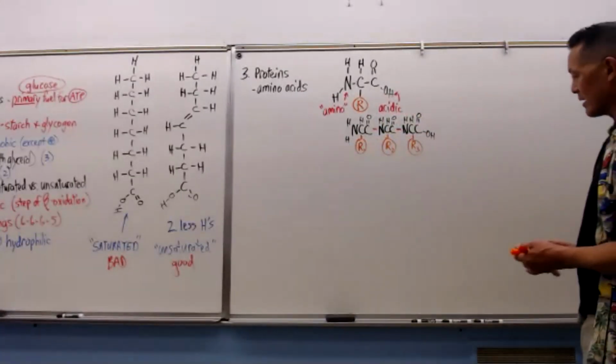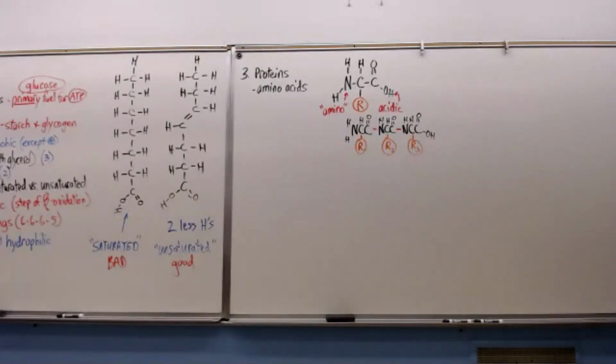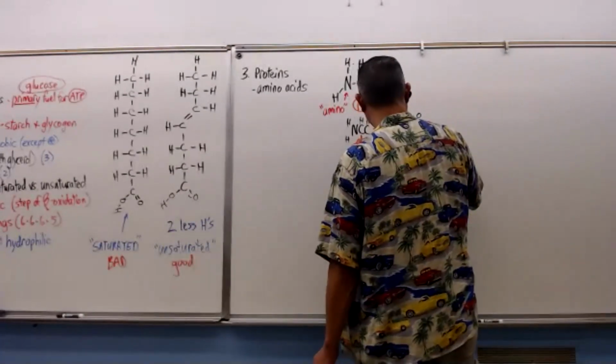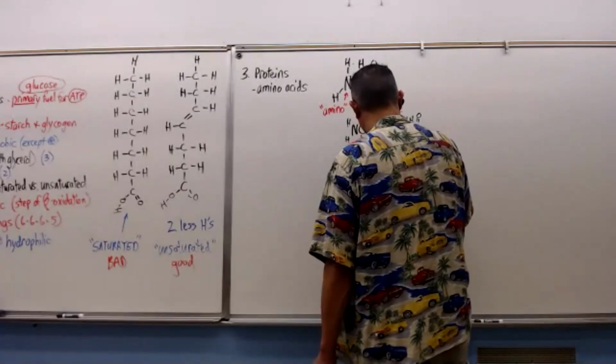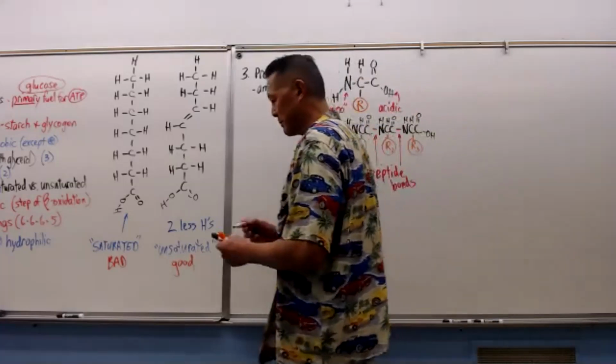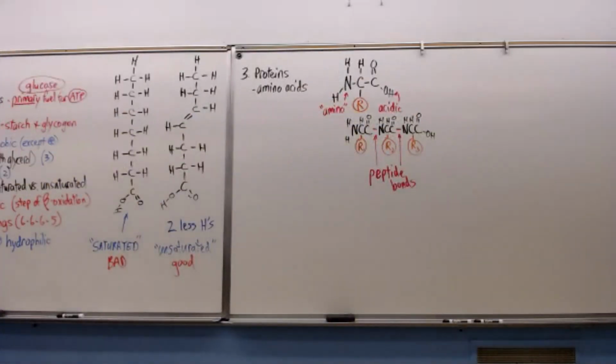And that could be different amino acids. But the bond between the links, the amino acid links, are called peptide bonds, and you have to be able to visually recognize peptide bonds between NCCs. Okay. Everybody see that?